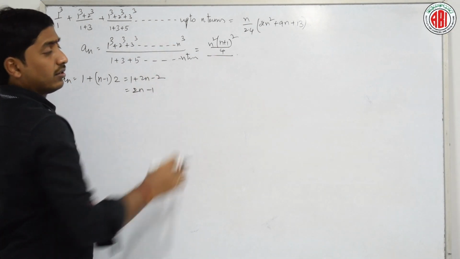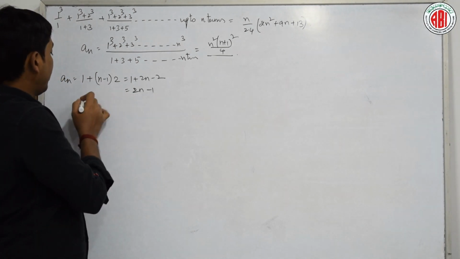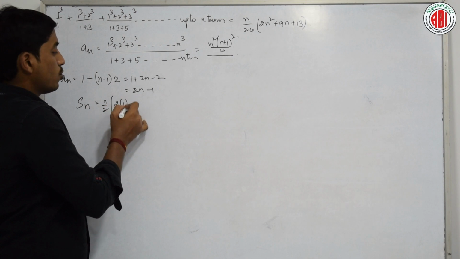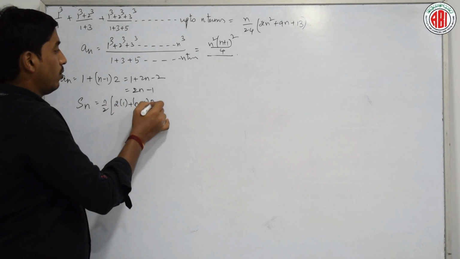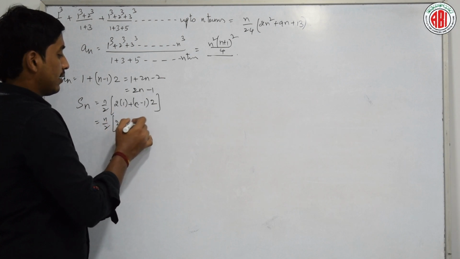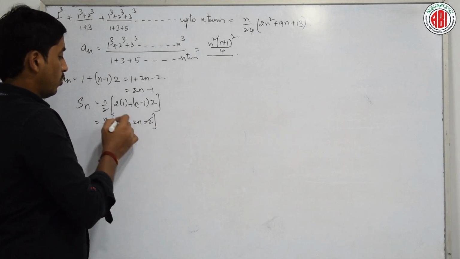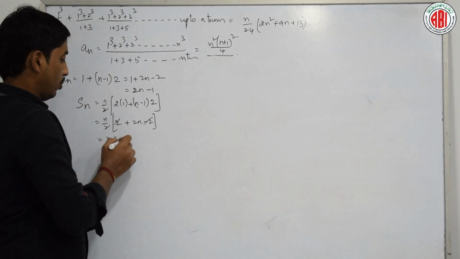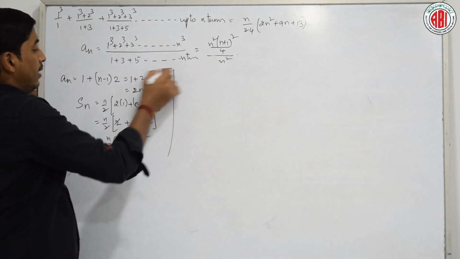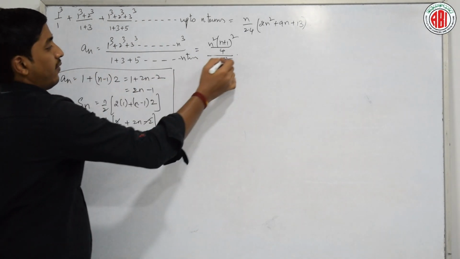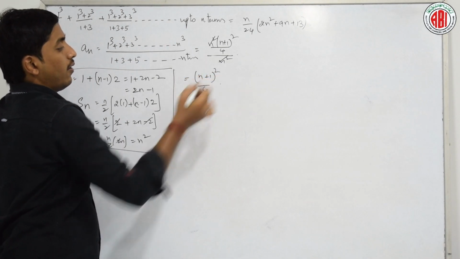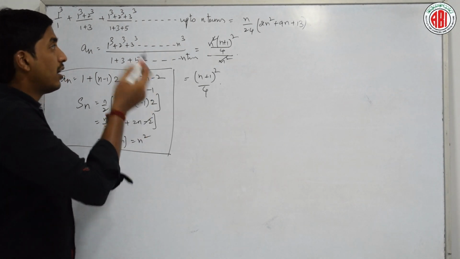Yes or no? Is it clear? Then what will be my sum of n terms? n by 2 into 2a plus n minus 1 into d. That is n by 2 into 2 plus 2n minus 2. 2 will get cancelled. n by 2 into 2n. 2 will get cancelled. This is n square. Right? Is it clear? This is kind of rough. These both will get cancelled. The nth term is n plus 1 whole square by 4. Fine. Now just write it.